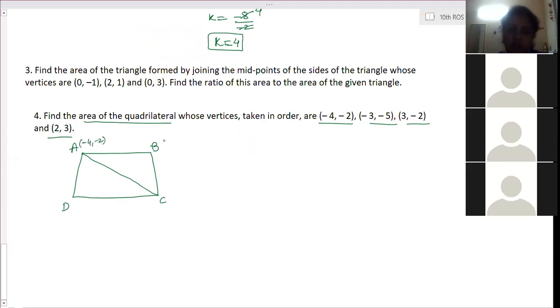-4, -2, -3, -5, 3, -2. Whenever the points are given, they are in order. So first is A, B, C, and D always. Don't try to change the order, otherwise you will not get the answer. Then find the area of ABC and ADC and add them.